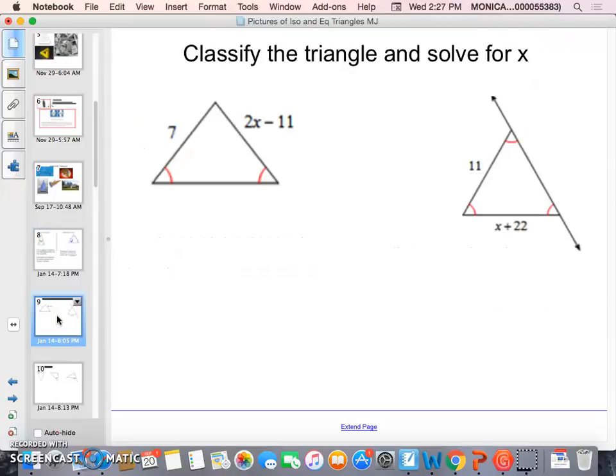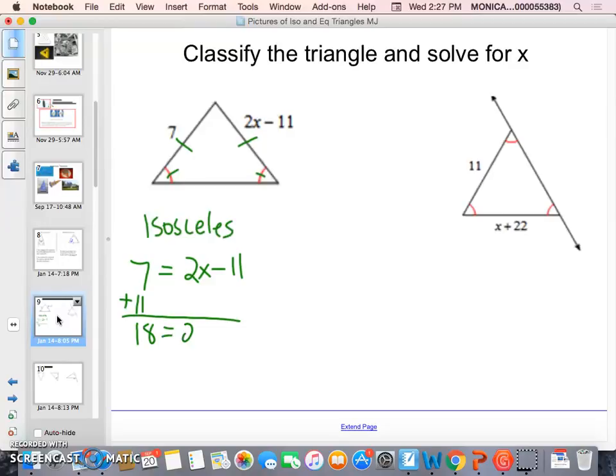So here we've got an isosceles and an equilateral triangle, and I'm going to use the information I know to solve for x. So first I'm going to classify this as isosceles, simply because we know two angles, so therefore we know these two sides are congruent as well. And so I'm just going to simply go 7 equals 2x minus 11. Add my 11 on this side. 18 equals 2x. When I divide, I know that x is 9.